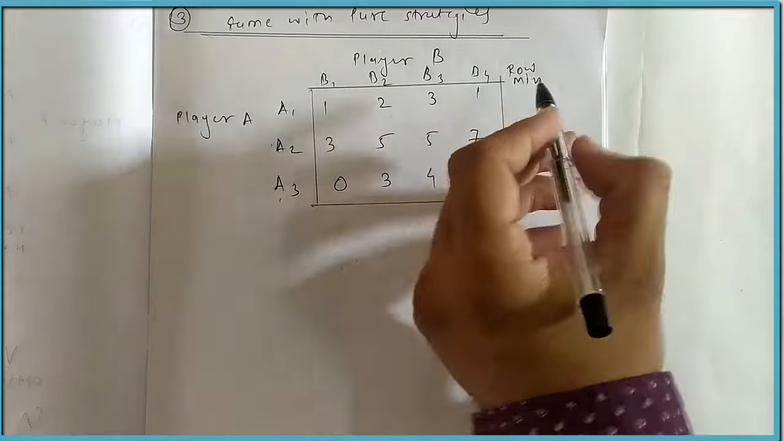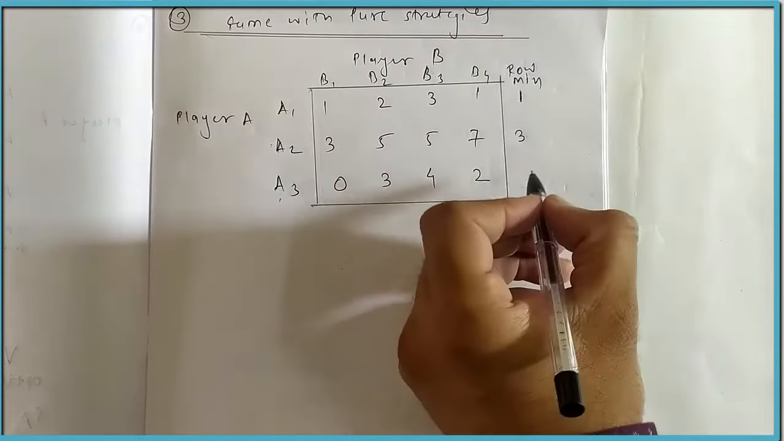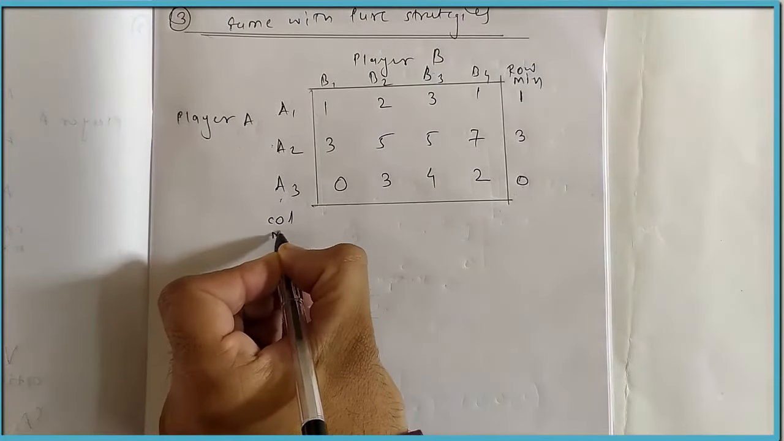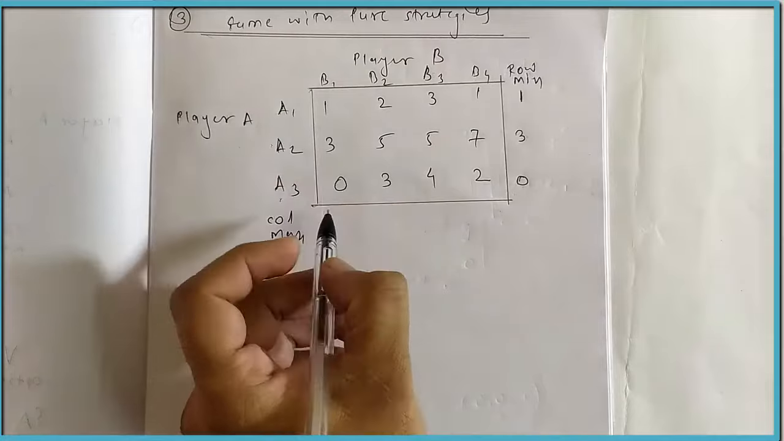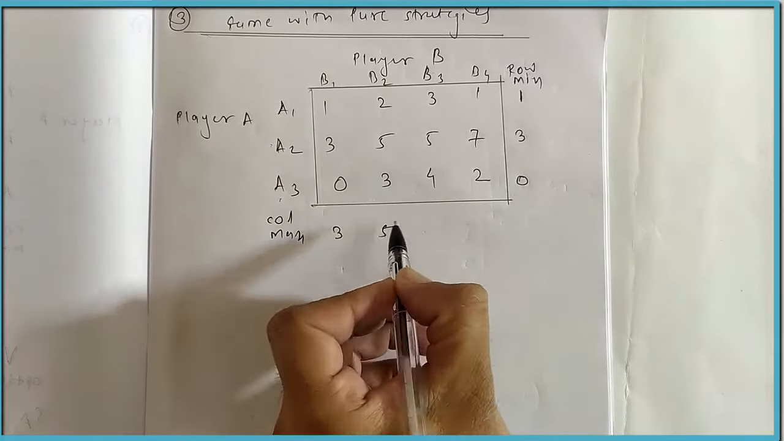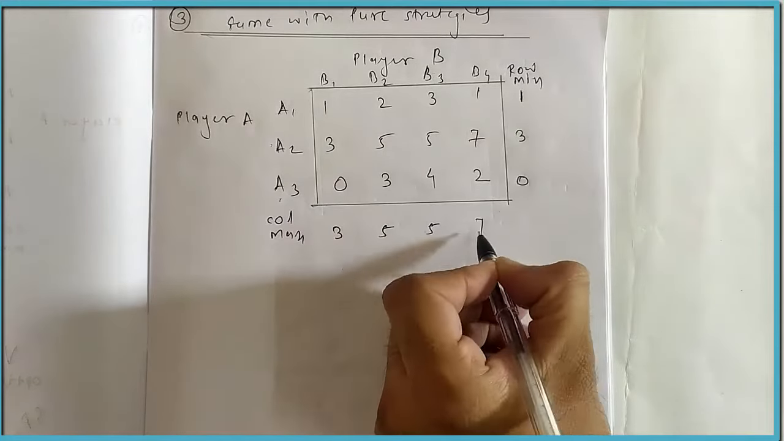In the first row, the minimum value is 1. In the second row, minimum value is 3. And in the third row, minimum value is 0. After that, find out the column maximum. The maximum value in the first column is 3. The maximum value in the second column is 5. The maximum value in the third column is 5. And the maximum value in the fourth column is 7.